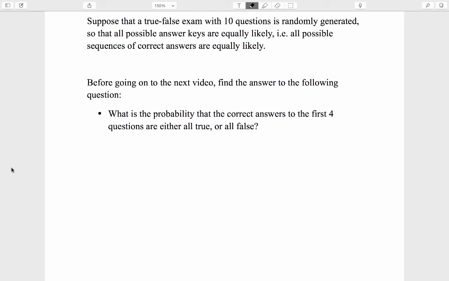Before going on to the next video, find the answer to the following question. What is the probability that the correct answers to the first 4 questions on the test are either all true or all false?